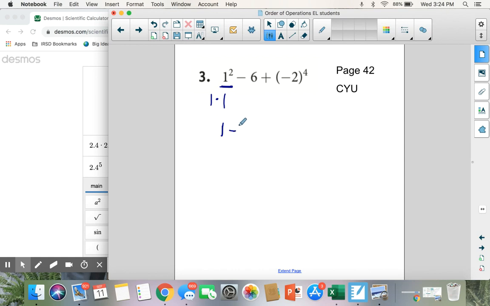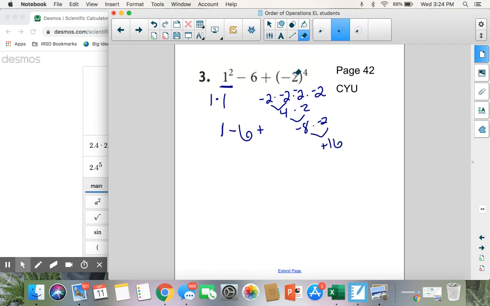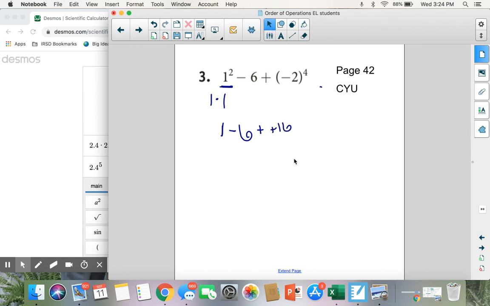I'm going to bring down my minus 6 and my plus. Now over here, I have negative 2 times negative 2 times negative 2 times negative 2. So I have a bunch of negative numbers. Negative 2 times negative 2 is positive 4, times negative 2 is negative 8, times negative 2 is positive 16. So when I write this in, I write it in as plus my positive 16.